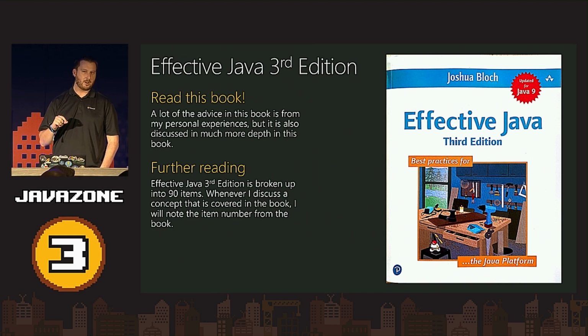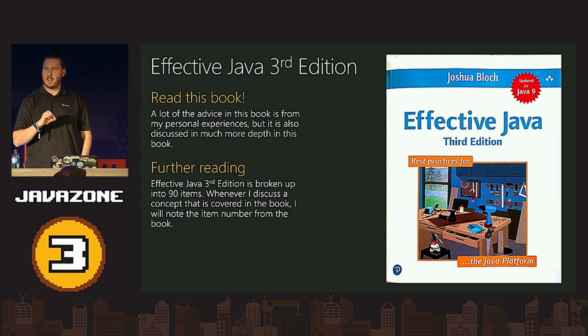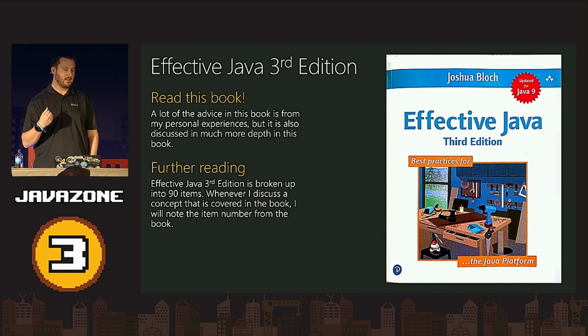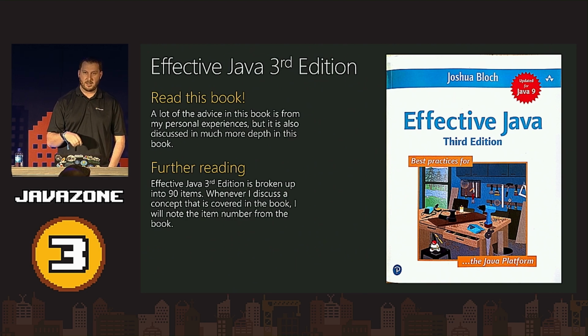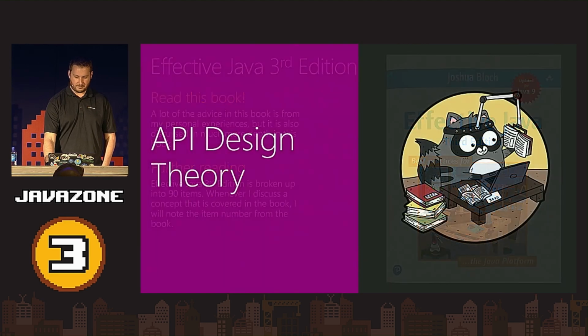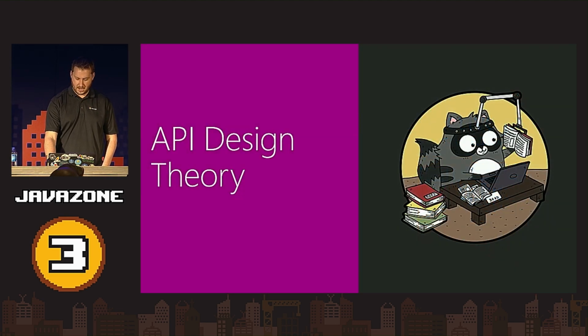It came out about a year ago, and it focuses on all the releases, but especially 8 and 9. So it covers a lot with streams and functional interfaces and the like. Highly encourage everyone to sit down and read this book. Expense it to your manager. Yeah. So let's just get on with it. Let's get into API design theory.